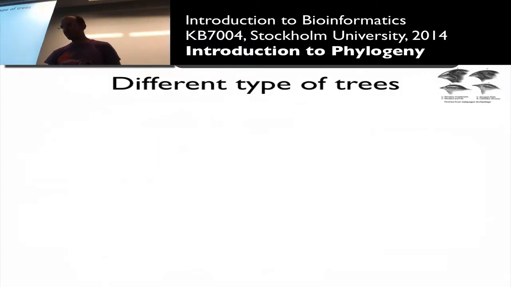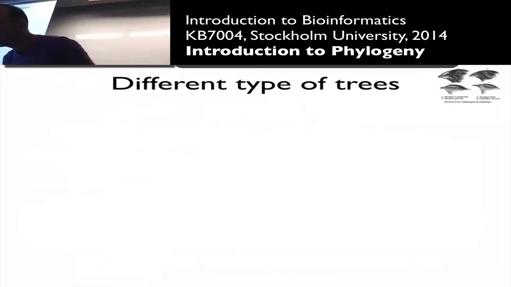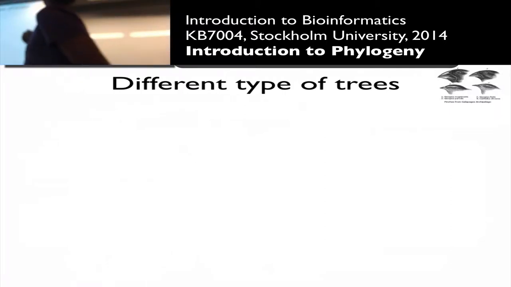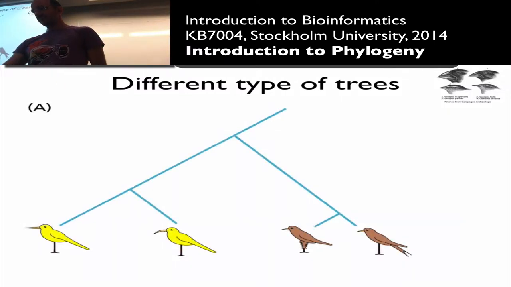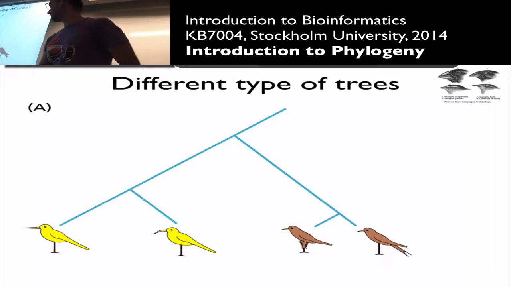So, yeah, here we have some of these finches. They look very different. This is a big one. And as well, they do evolve differently because they eat different things. So this is normally how you represent the tree.